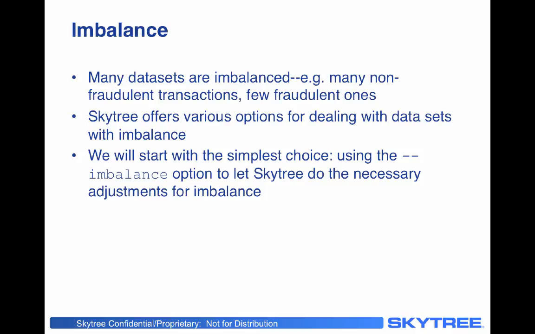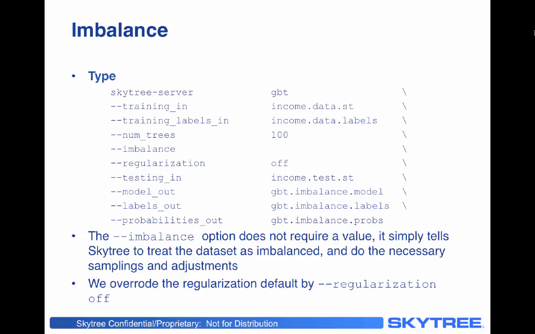There are various methods for dealing with imbalanced datasets in Skytree, and we will start with the simplest one, namely using the --imbalance option. And this can actually be quite effective. Here's a simple run with the --imbalance option. This is quite similar to the runs we gave before, so let's quickly go over the options we're using.